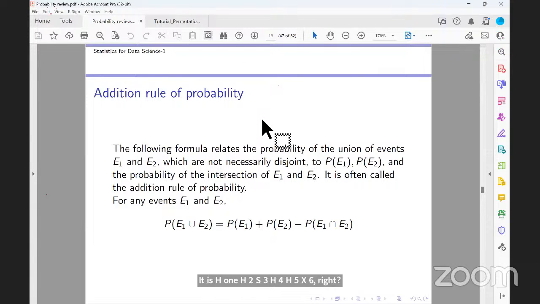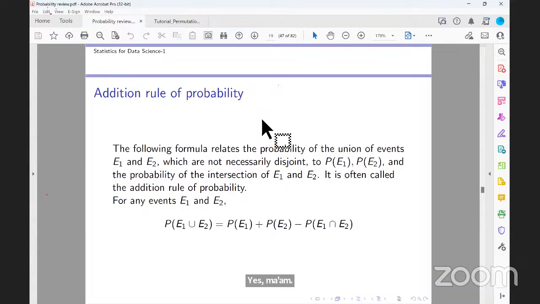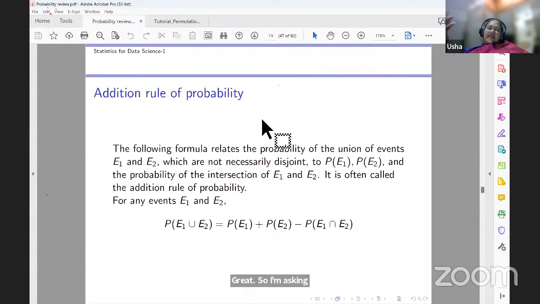What are the possible outcomes where you can have an even number in the outcome? It is H2, H4, H6, T2, T4, T6. Agreed? Right. So I'm asking, what is the chance of me getting a head or an even number? So what are the possible outcomes? H1, H2, H3, H4, H5, H6, T2, T4 or T6, right?